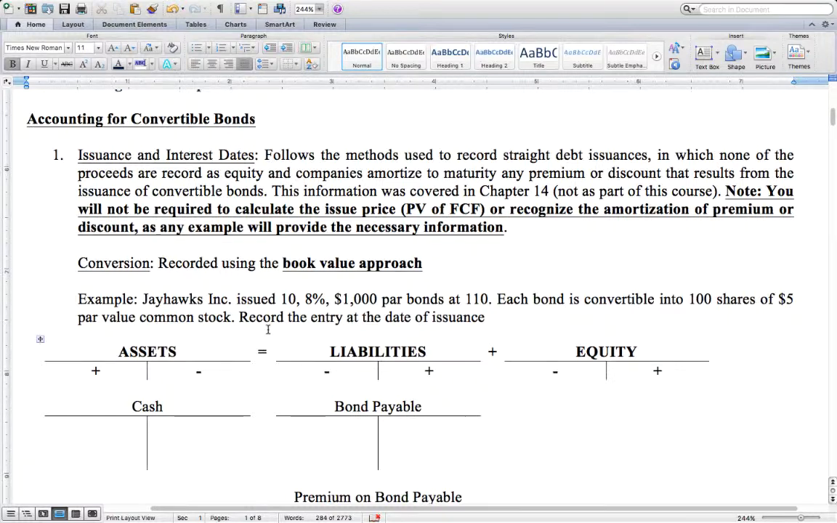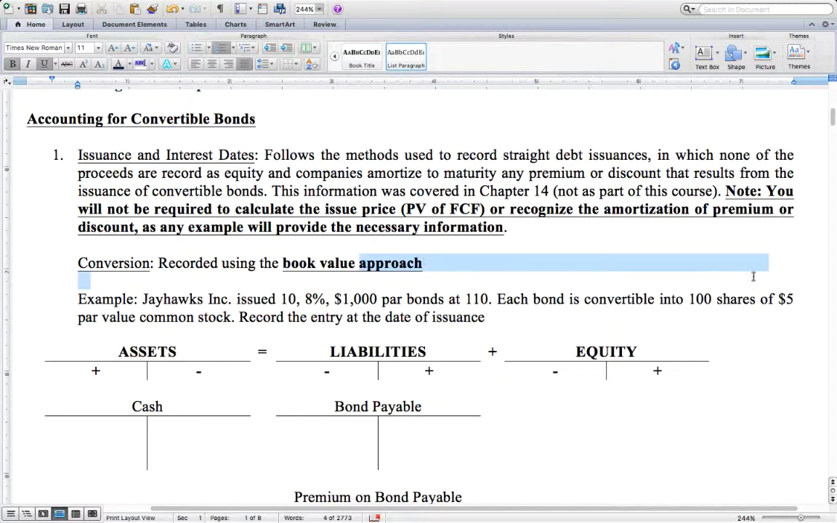Regarding conversion of convertible bonds, it is recorded using the book value approach. And the simplest way to remember this is that under the book value approach, the debt goes away and the equity comes on, and there is no gain or loss. So you started with debt issued. When you bought the convertible bond, there was debt issued. Therefore, you have the debt on your books. However, when it converts, the debt goes away and the equity comes on, but there is no gain or loss recognized on that conversion. So let's go through an example.